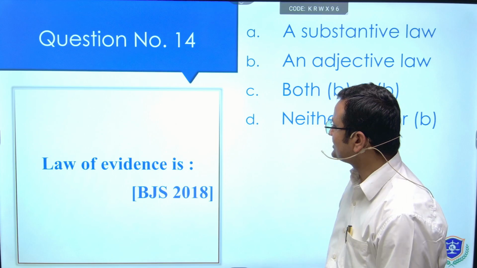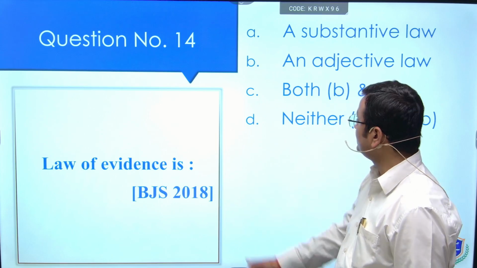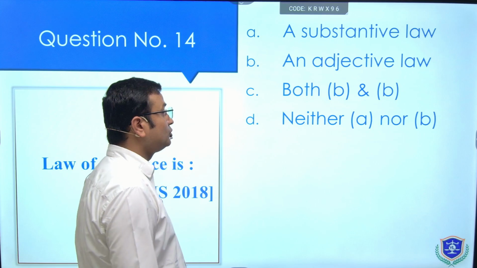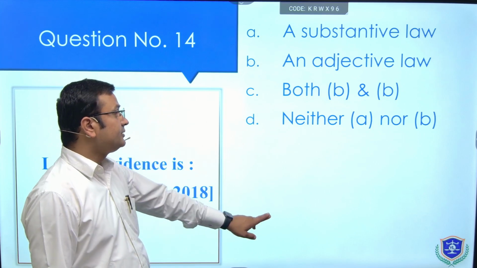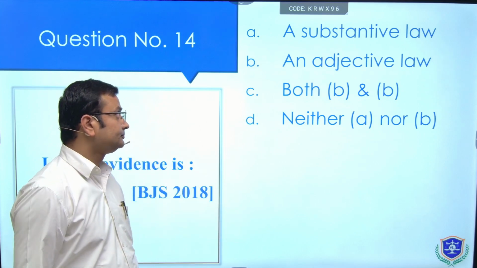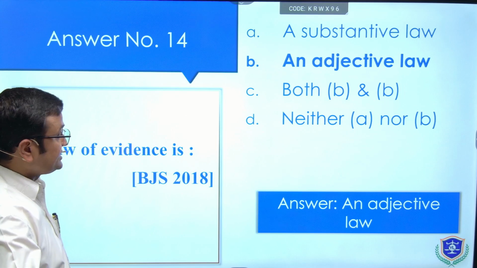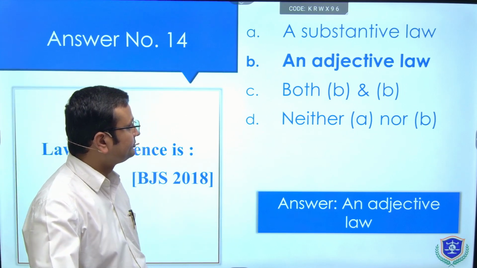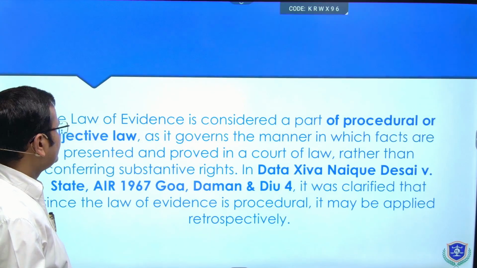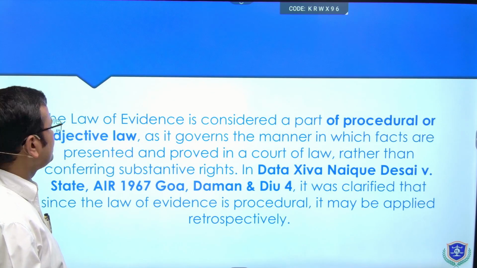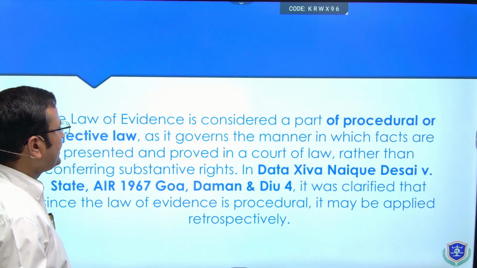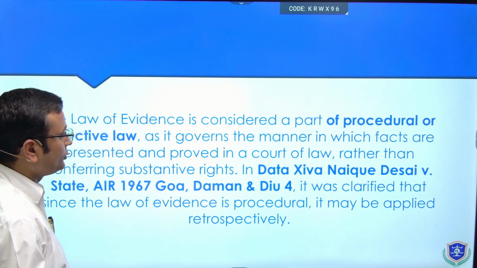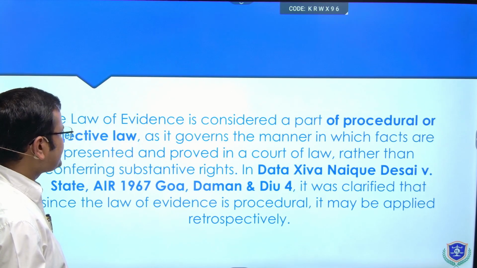The next question, again asked in Bihar Judiciary: law of evidence is a substantive law, an adjective law, both A and B, or neither A nor B. Answer is, it is an adjective law. Why? The law of evidence is considered part of procedural and adjective law, and it governs the manner in which facts are presented and proved in a court of law, rather than conferring substantive rights.